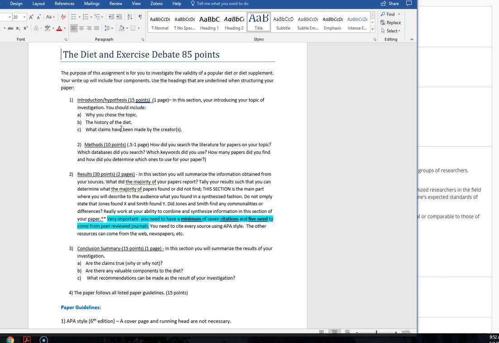So you can start definitely with just typing in the diet, but keep in mind that you're going to have to maybe type in components of the diet to get the literature that you're looking for. And so that will be the methods section. Short to write, long to do.